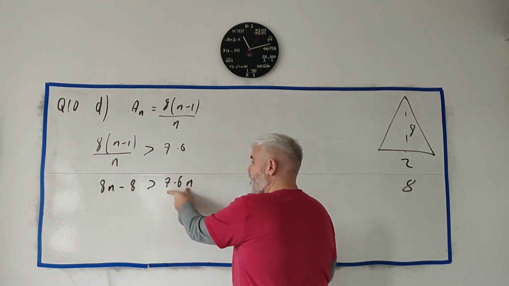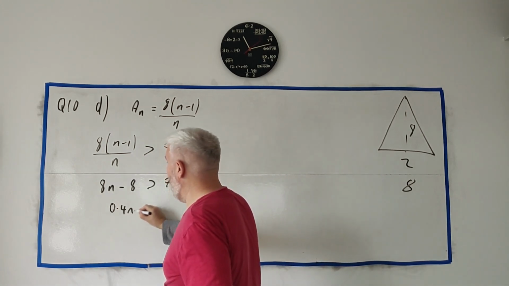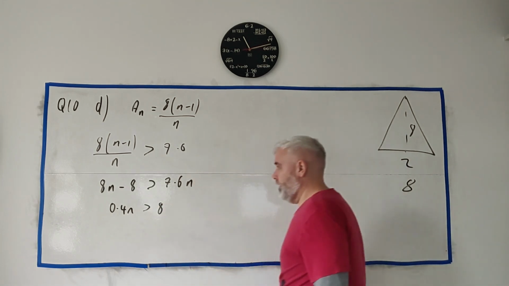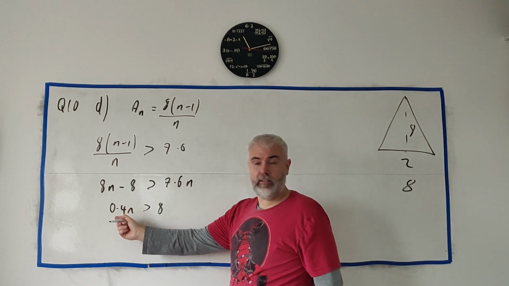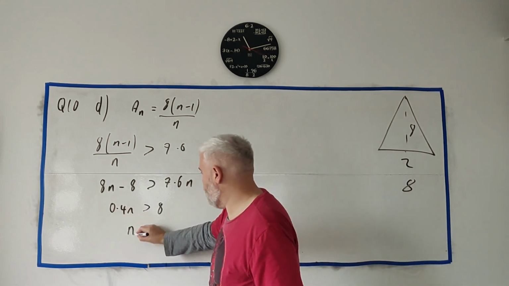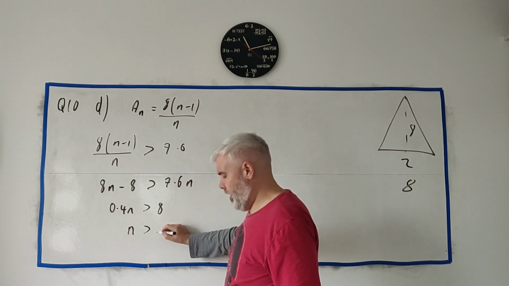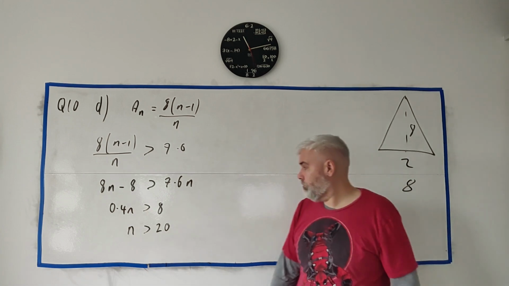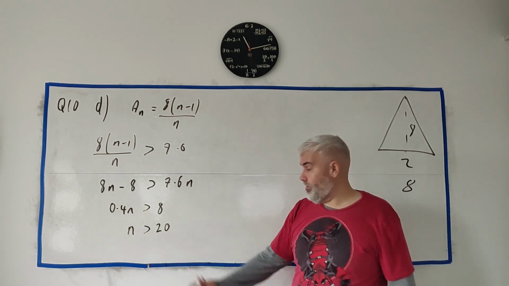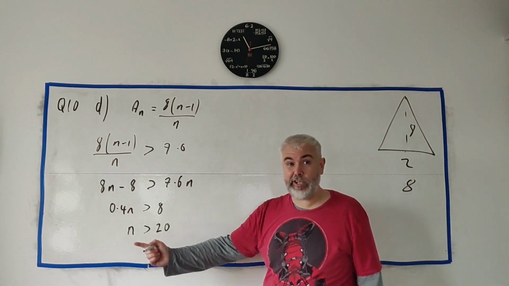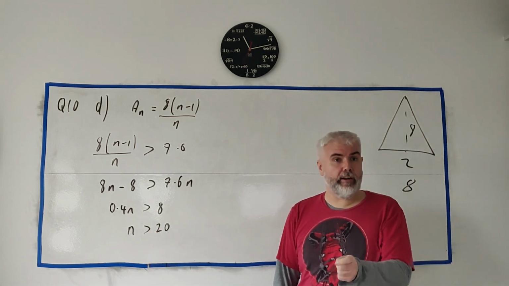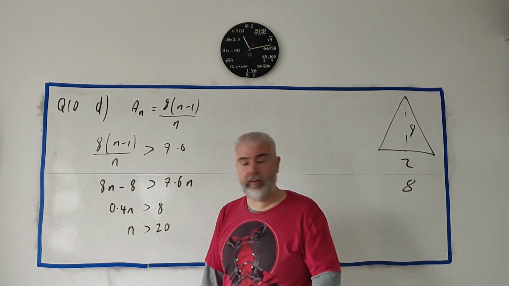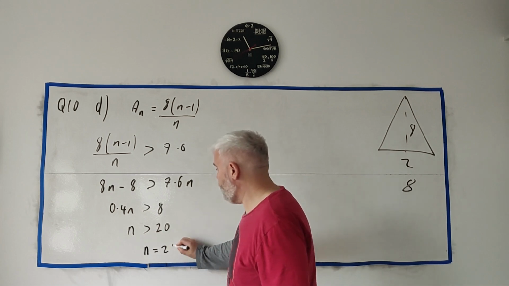We take this away from both sides, that doesn't change any signs. So 8n minus 7.6n is 0.4n. We add 8 to both sides, again doesn't change any sign. We're left with that. Divide both sides by 0.4, it's a positive number, so we're fine again. And n is greater than, is it 20? 20. So just be very careful, n is not equal to 20. It's not greater than or equal. They said explicitly greater than, not greater than or equal. So the answer, let's work out the first value, n must equal 21.